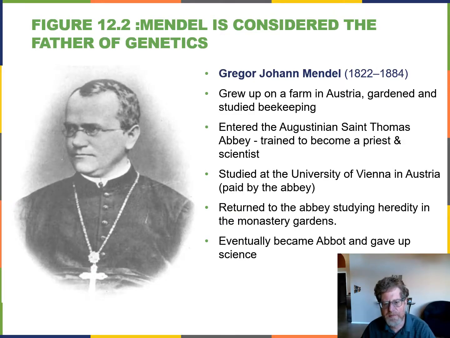So this is Gregor Mendel. He lived in Austria at the same time Charles Darwin was alive in the 1800s. Darwin never saw his work, otherwise he would have had a mechanism for evolution to occur.